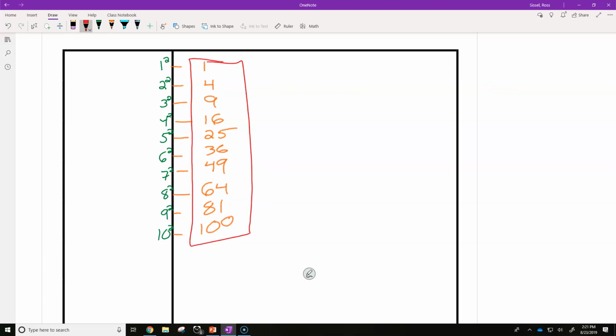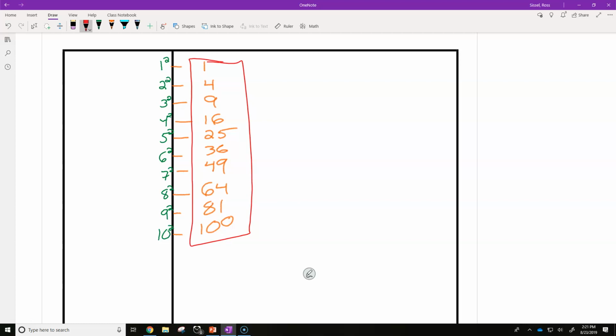Alright. Are these all of the perfect squares? Yes. These are perfect squares. Are they all of them? No. There's a limited amount. I can take any number, and if I times it by itself, the product, that answer, is a perfect square.